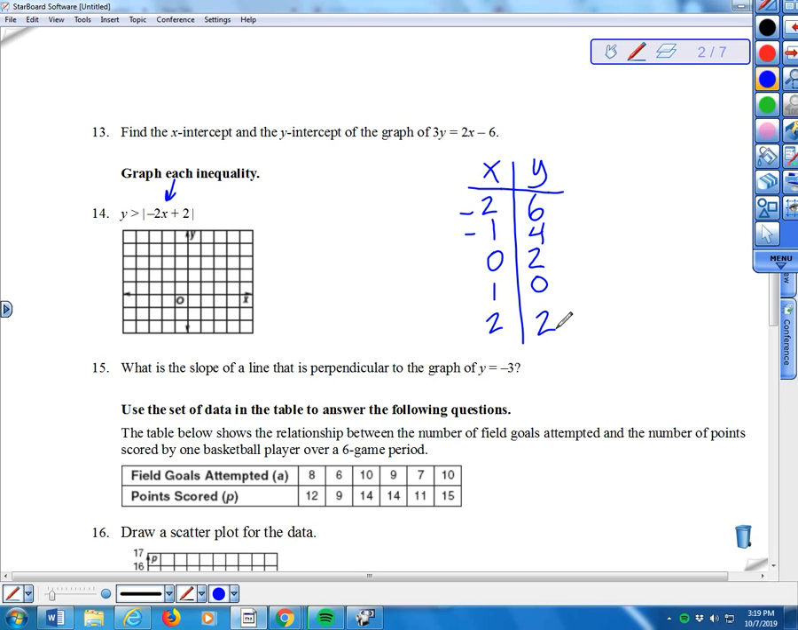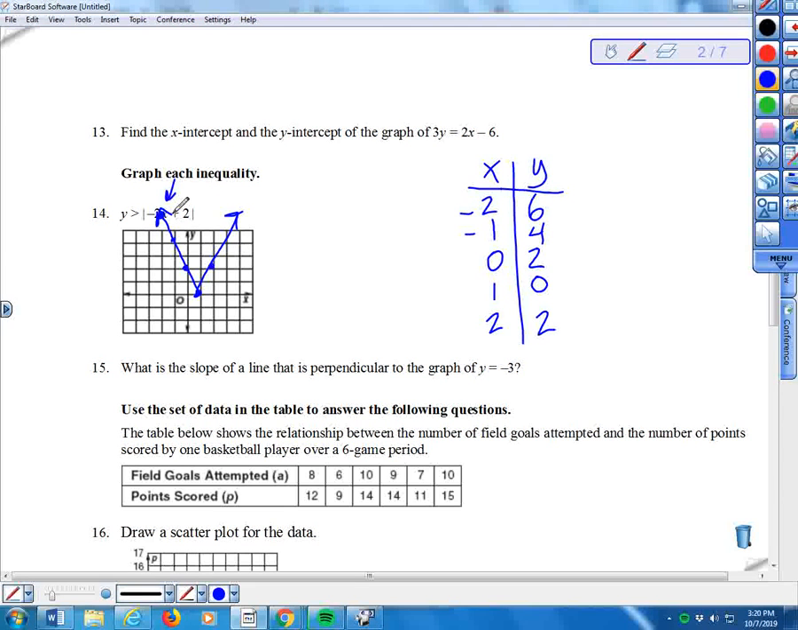Okay, so I'm just going to plot these. -2, 6. -1, 4. 0, 2. 1, 0. And 2, 2. So I'm starting to see the V now, right? So I know these points are going to be on this side, then these points, I'm going to go up that way. Now I've graphed it.